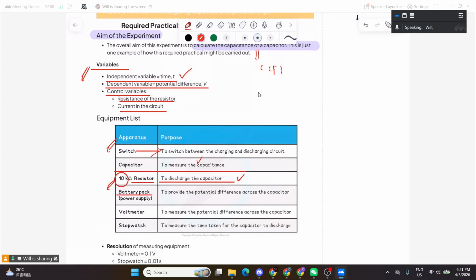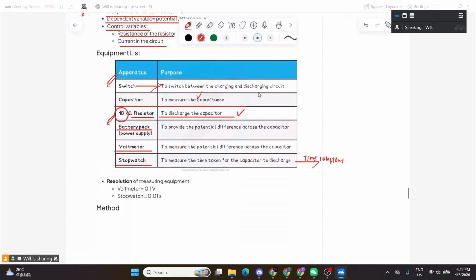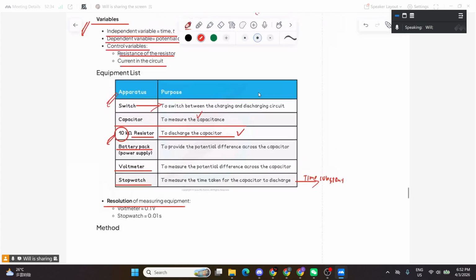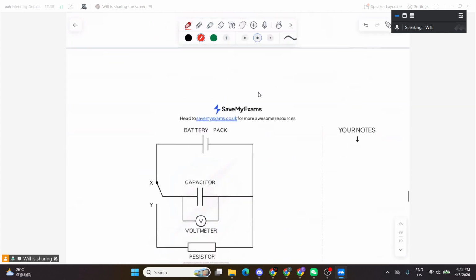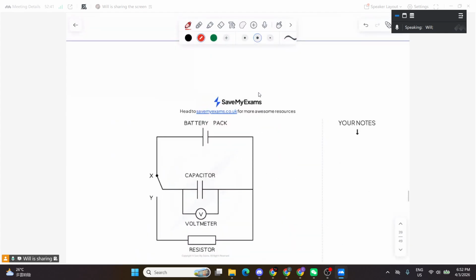Okay. And the next one is the battery pack. And here we need the voltmeter and the stopwatch. The purpose of the stopwatch is to measure the time taken for the capacitor, which is convenient for us to calculate the time constant. Okay, calculate the time constant. And here's the resolution. The resolution is for us to reduce the error, okay? And here's the method. Okay, the graph like this.